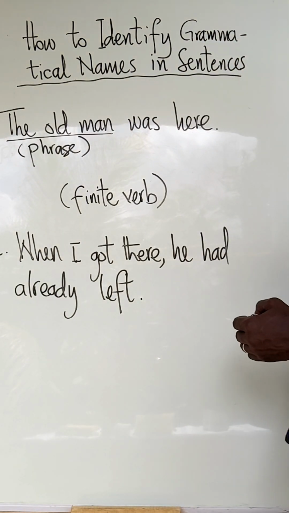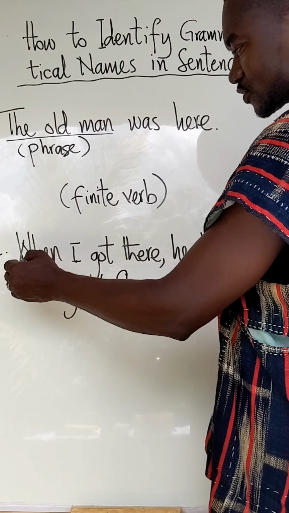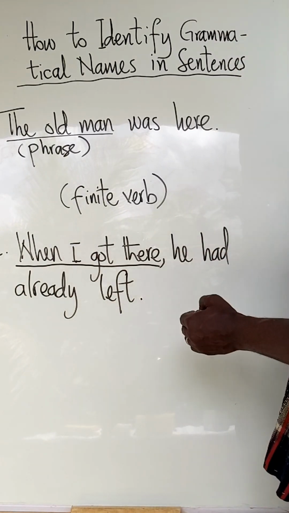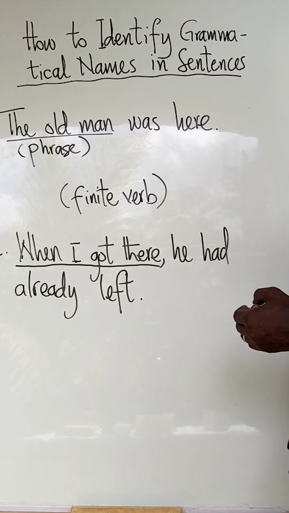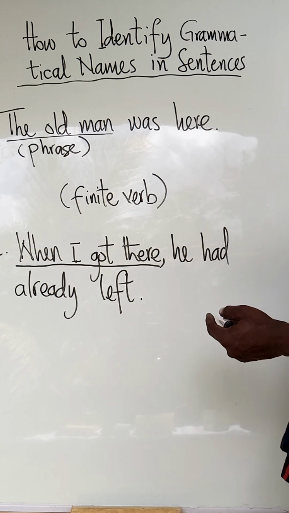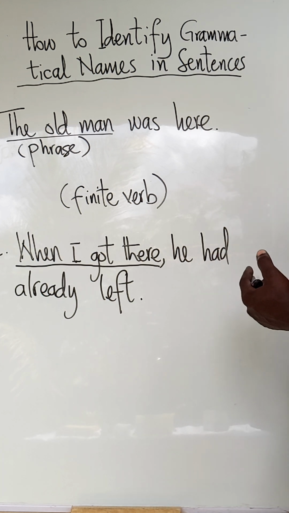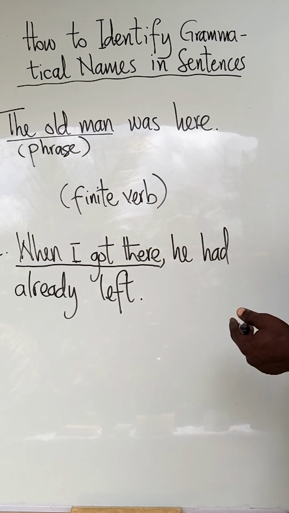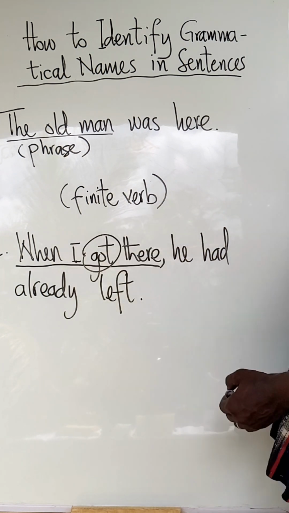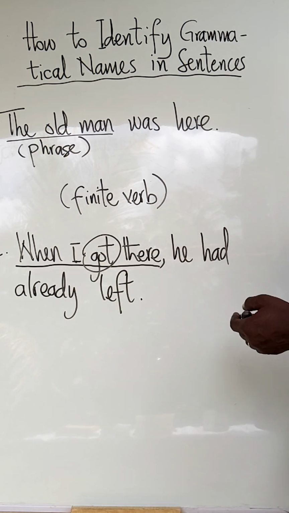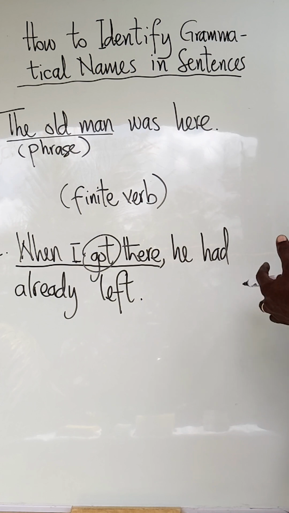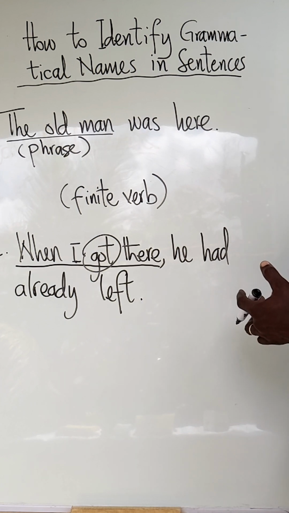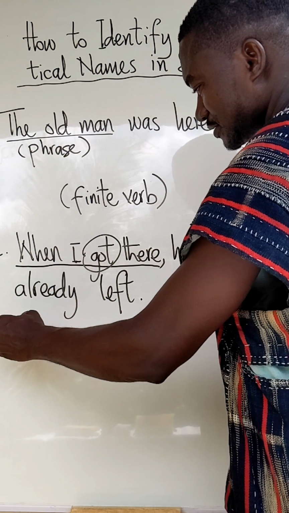When I got there, he had already left. If I underline this construction, when I got there, and I ask you, is this a phrase or a clause? What would be your answer? Now, when you look at this construction, you can see that we have a finite verb in it. And the finite verb in this construction is got. Because this construction has a finite verb in it, this construction is a clause.